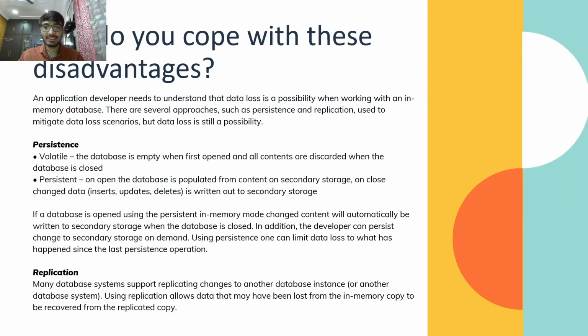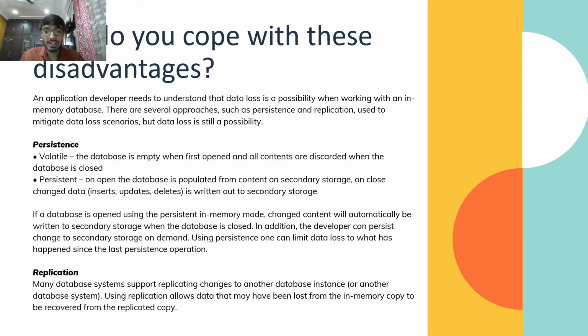So how to cope with these disadvantages? An application developer needs to understand that data loss is a possibility when working with an in-memory database. There are several approaches such as persistence and replication used to mitigate data loss scenarios, but data loss is still a possibility. If a database is opened using the persistent in-memory mode, changed content will automatically be written to secondary storage when the database is closed. In addition, the developer can persist change to secondary storage on demand.